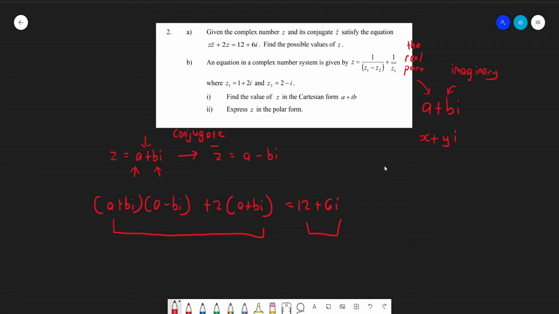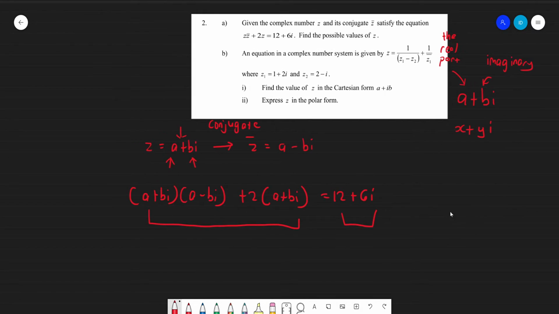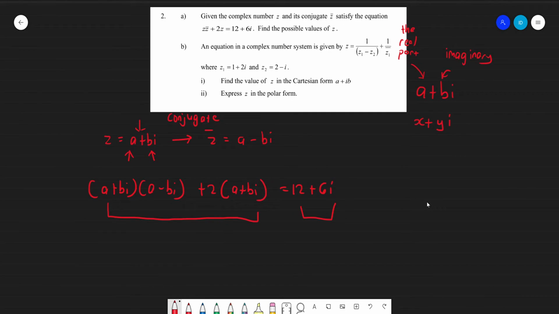Okay, so, by the way, they ask for possible values, so this means that z will be receiving more than one, so make sure that you get two kinds of complex number, because the question needs possible values, which means more than one. Alright, so a plus bi multiplied by a minus bi.